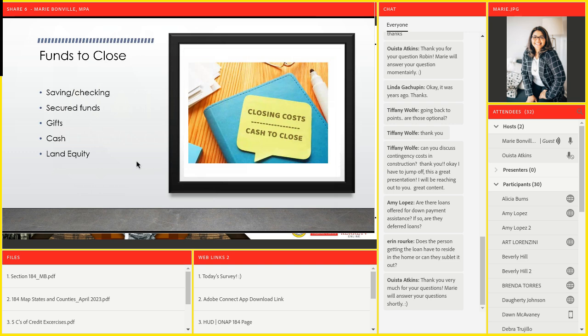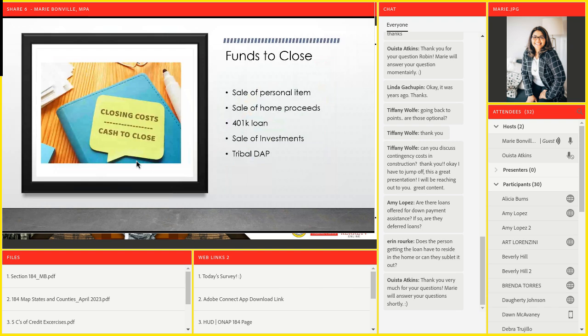So cash, they don't like to use it, but they will if they have to. And land equity, of course, if someone owns land and they want to use that, they can sell that and use the equity from that for sure. Sale of personal items, you'll see that as well. People can sell things. Sale of home proceeds, that goes back to being able to sell a previous home, purchase a new one. Maybe they're upgrading.